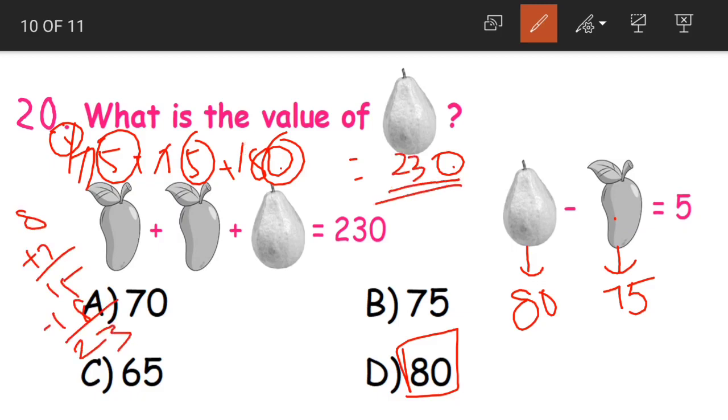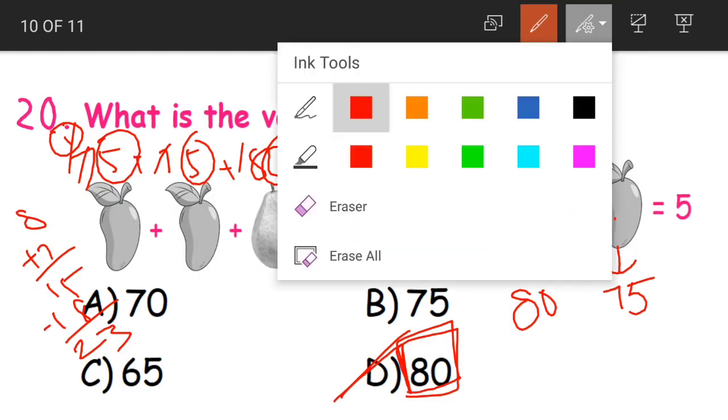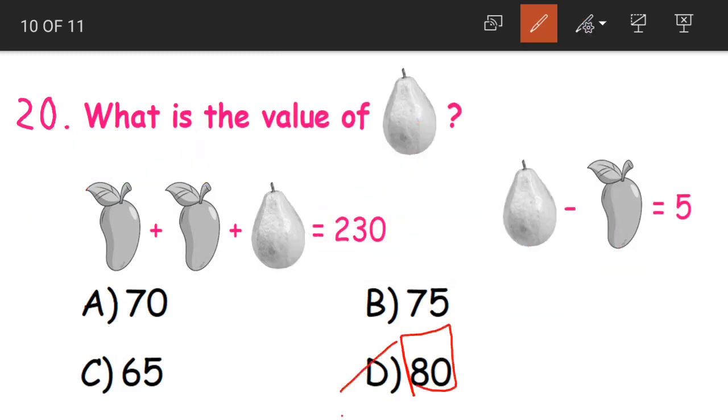What is our sum children? 230. Yes, we got the same sum. When did we get it? When we took the value of pear as option D, 80. So we can say that option D, 80 is our correct answer. Now this was one method of solving this. Now what is the other method?